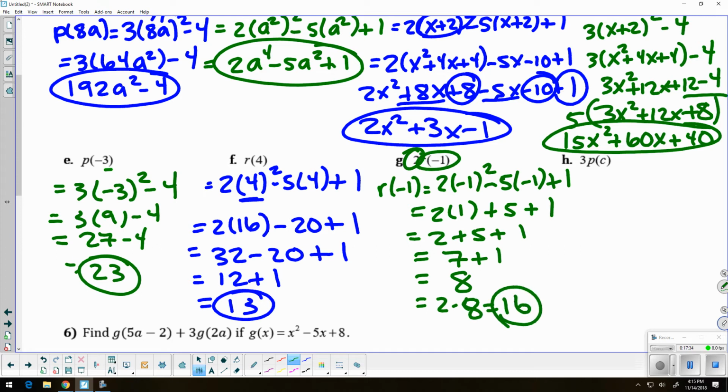Okay, for h, I'll just kind of throw the answer up here if you want to practice one more time. What you should get is 9c squared minus 12 is your final answer.